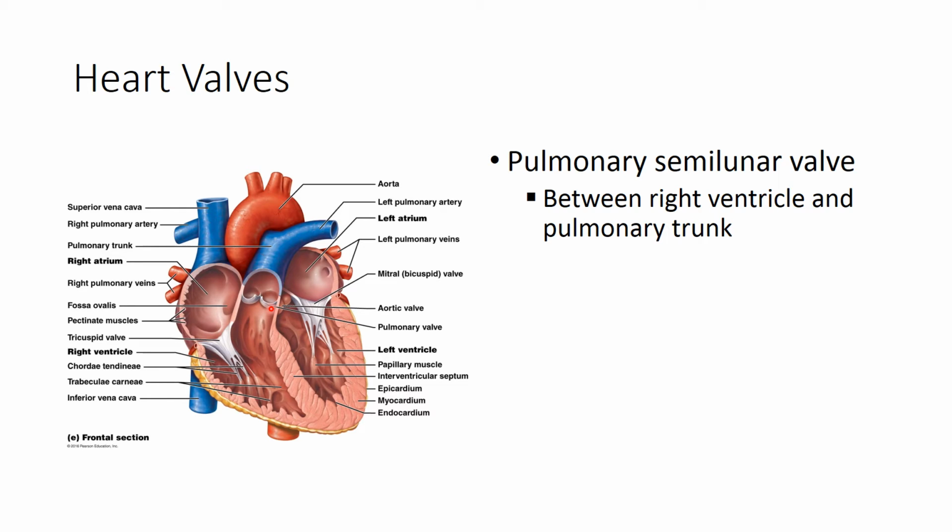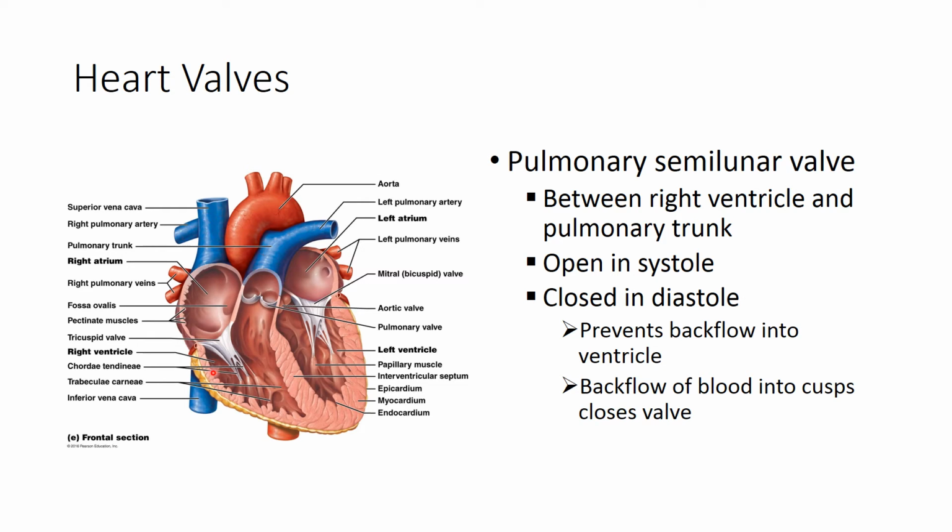Now this valve is made up of three cusps or flaps of tissue. On this diagram it just shows two of them. The third has been removed with this frontal section view of the heart. Now the pulmonary semilunar valve will be open when the ventricles are contracting, or during systole. So when this ventricle contracts, it's going to force blood through this open valve into the pulmonary trunk.